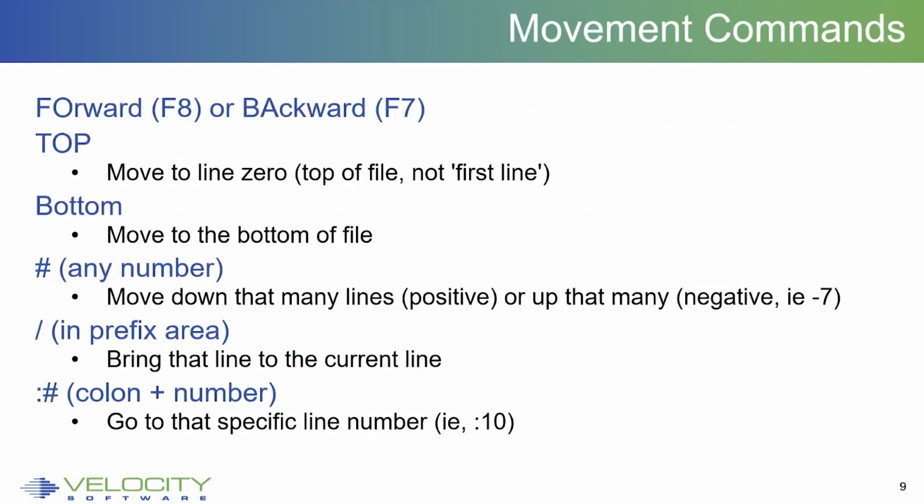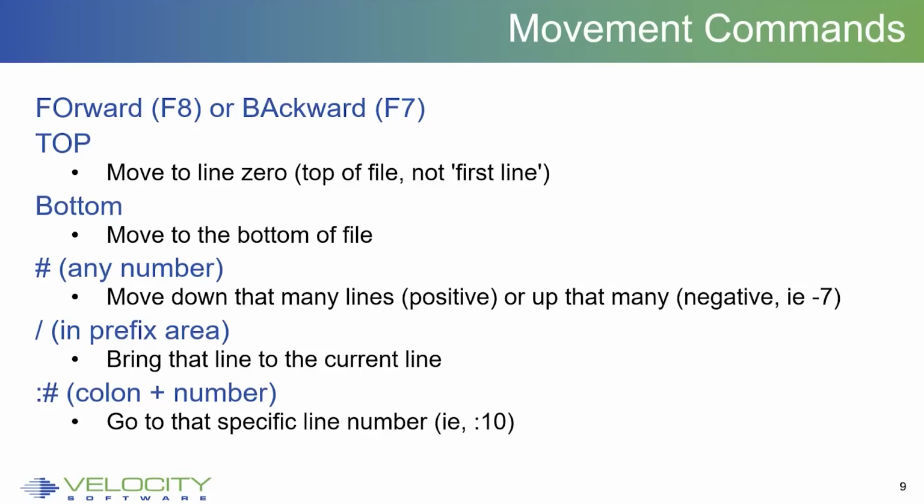Now movement around XEdit. By default, the function key 8 and function key 7 are used to go forward through the file and backward through the file. So F8 and F7. The command top moves you to the top or line 0 of the file. That's not the first line of the file, it's line 0, which is a different XEdit location of that display. Bottom, if you type the command bottom, that moves you to the bottom of the file, the very last line of the file.